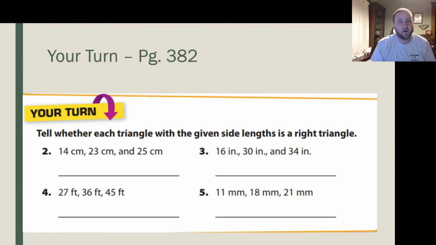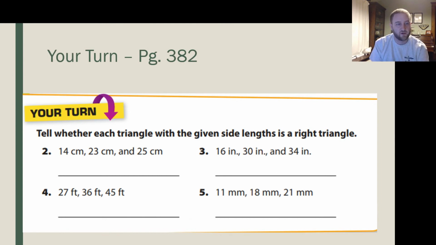Okay? So what I want you to do is take some time to work out these 4 problems right here. I want you to see if you can figure out if each of these side lengths could form a right triangle. Plug them into the Pythagorean theorem and see what you get. Go ahead and pause the video now and then unpause it when you're done and I'll show you the answers.